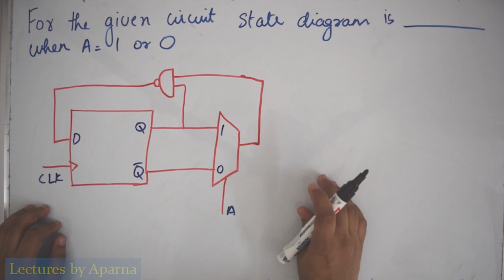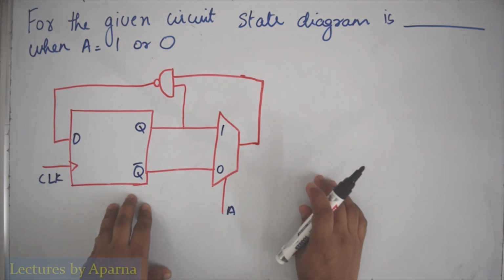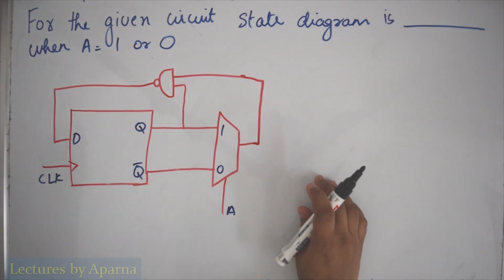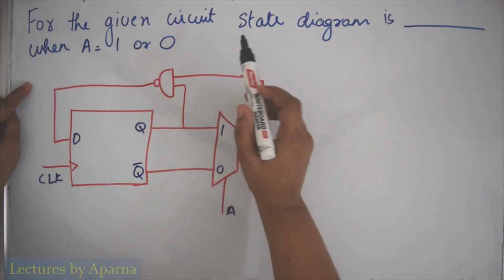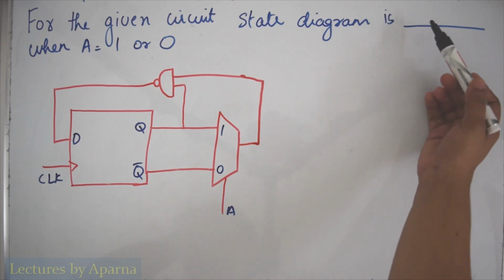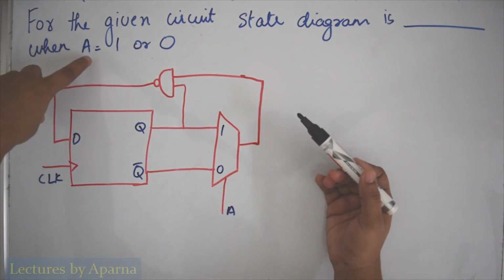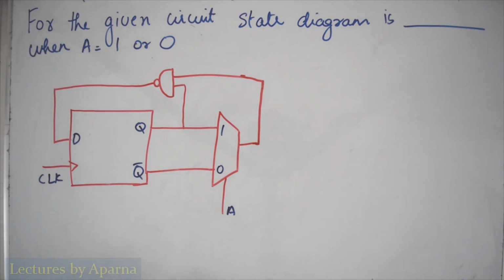Today I am having a question from GATE 2019. This is a question from Digital Electronics. So let's read the question. For the given circuit, the state diagram is, we have to find out when A is equal to 1 or 0.